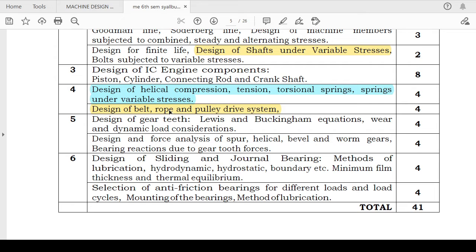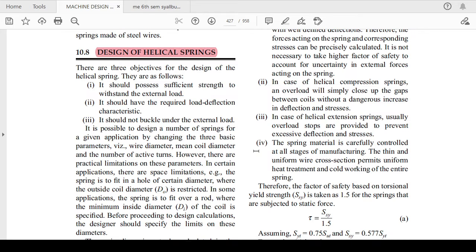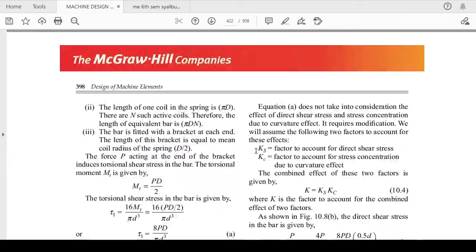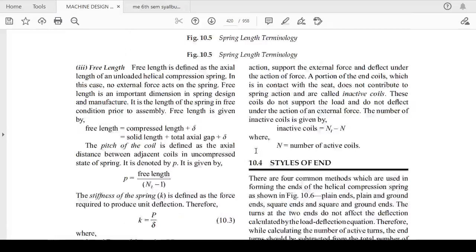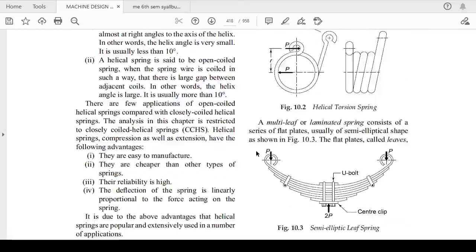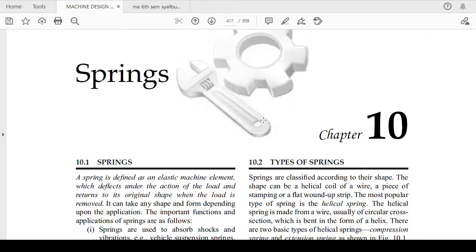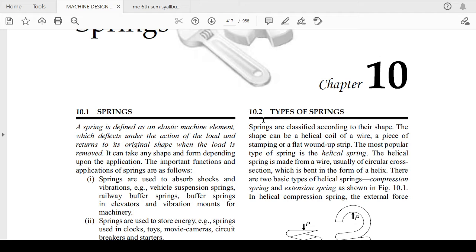As you know, the design of helical spring will be there in your book Machine Design by B.B. Bhandari. You can find it on page number 427, chapter number 10, I hope. Let me just go through the basics of the spring first in a quick manner, so that you can recall the topic which you have covered in your previous curriculum. So there's chapter 10, Springs, in your book, so you can go through it.